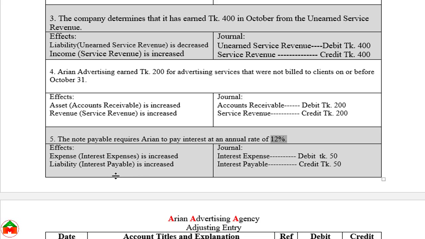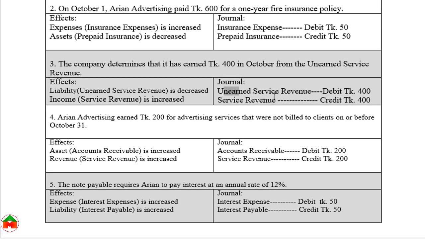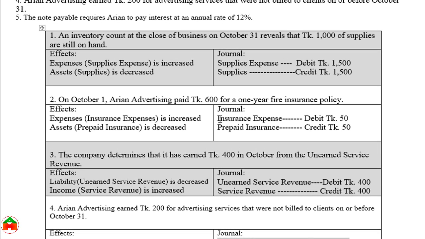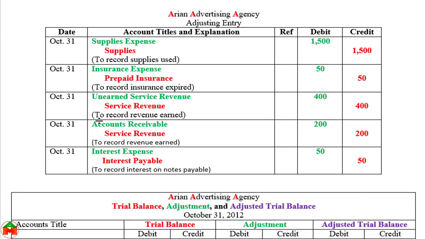The name of the liability is interest payable, so interest payable is credit with the amount of 50. Here I have summarized these five adjusting entries: supplies expense debit, supplies credit, insurance expense debit, prepaid insurance credit, unearned service revenue debit, service revenue credit, accounts receivable debit, service revenue credit, interest expense debit, interest payable credit. So these are the adjusting entries.